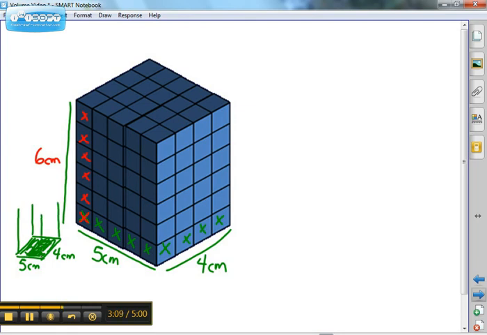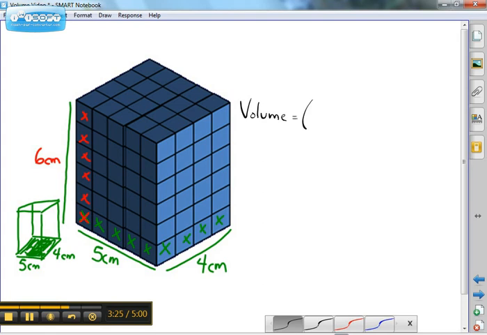So how do we find the volume of this shape? Well, the formula for finding the volume of the shape is actually quite simple once you know that you're finding the area times the depth. The actual formula is written like this. Volume equals the area of the base, times the depth. Okay, what does that mean?